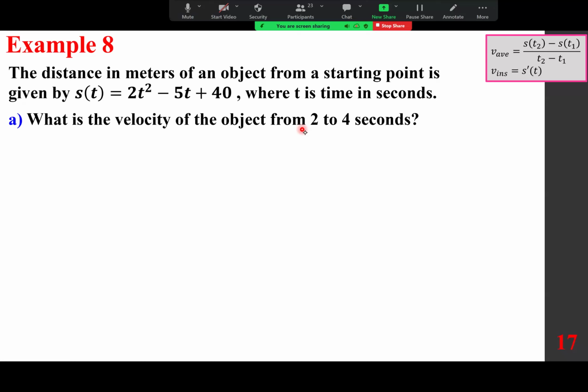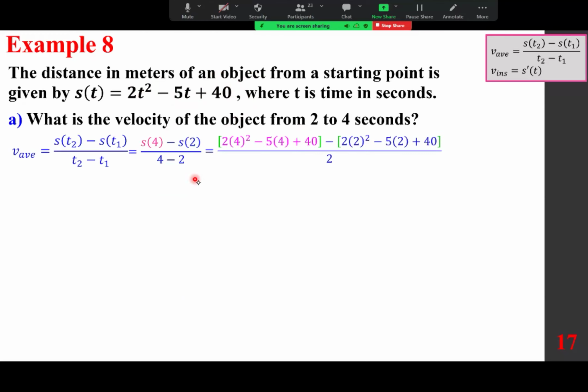So this was done. We plugged in s of 4, so 2 times 4 squared minus 5 times 4 plus 40, minus s of 2, 2 times 2 squared minus 5 times 2 plus 40, over 4 minus 2. And it became 52 minus 38 over 2, which is 14 over 2, which is 7 meters per second. You can find it in your notes. We have done this.